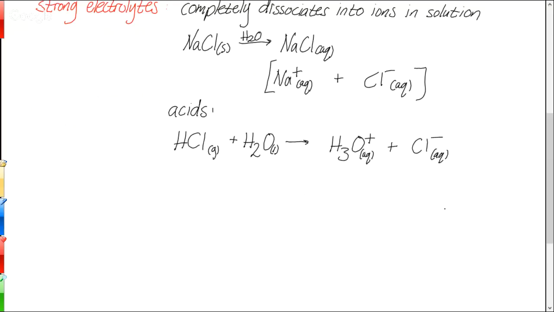All right, so now we can define our other categories from that one. Weak electrolytes are kind of in between. These are compounds that partially dissociate in water or in solution. So it only makes a few ions, not a whole lot.